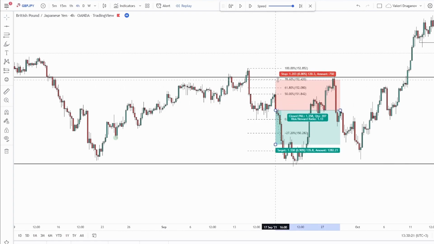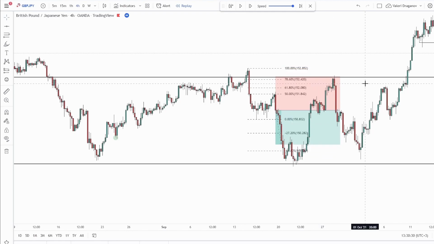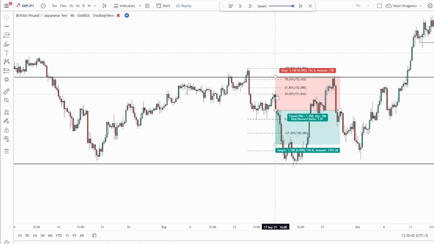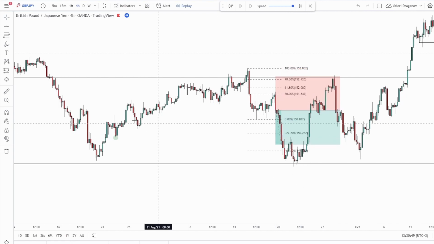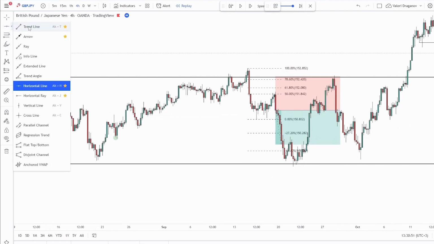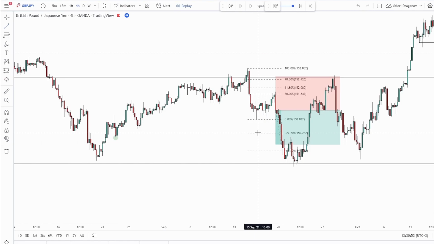Our stop loss is 10 pips above the 78.6 level, 134 pips. You can see it perfectly matches with the daily level. This is not coincidence. Fibonacci is a very precise strategy. Our take profit, because the price reaches the 50% level, our first profit would be on the 27.2 level.